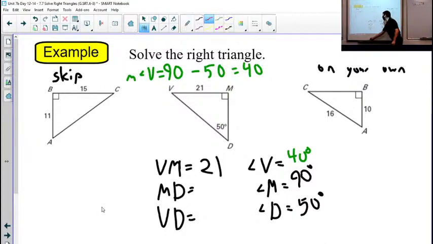Now we have some sides to solve for. I'm going to call this one X, and I'm going to call this one Y, so that we're clear on which one we're setting up and solving for here.